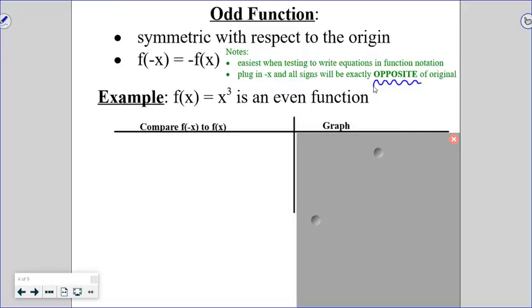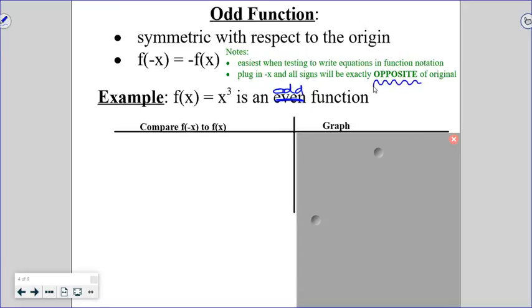So again, showing that here's my very basic sample example function, f of x equals x cubed. Oops, I said is an even function. That's an odd function. Sorry, is an odd function. Let's look at how that would show up in our testing here.